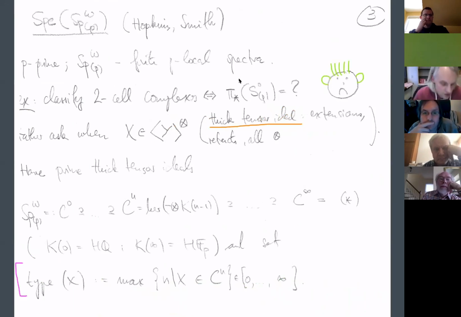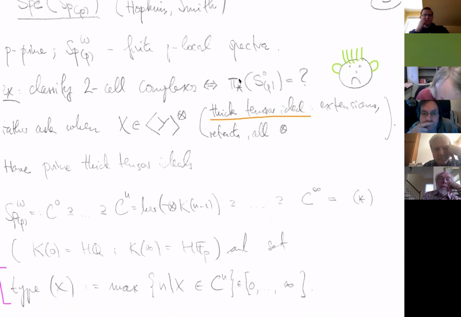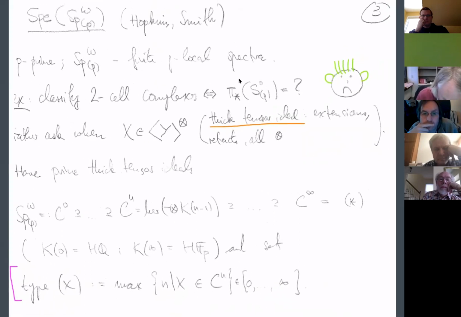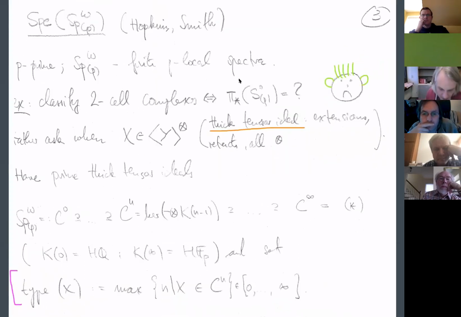So the aim now is to use these geometric fixed point functors in order to reduce the study of thick subcategories in an equivariant context to a non-equivariant context. So as a first step, I remind you of the non-equivariant results on thick subcategories in non-equivariant spectra. So this is due to Hopkins and Smith.